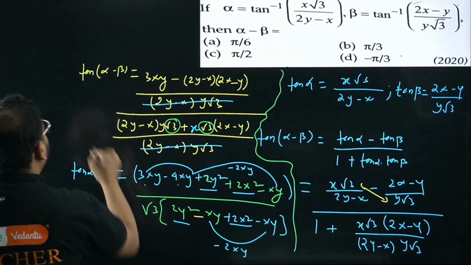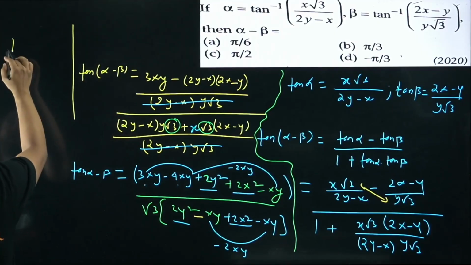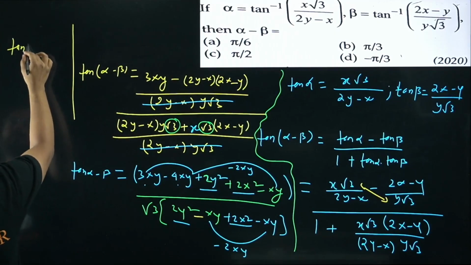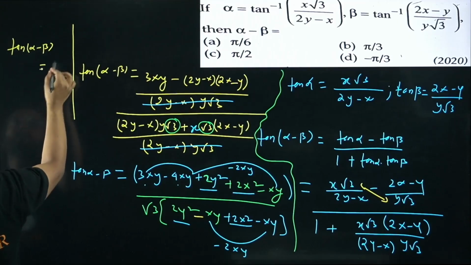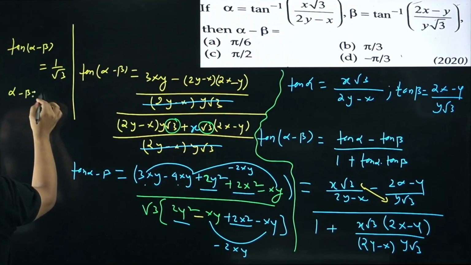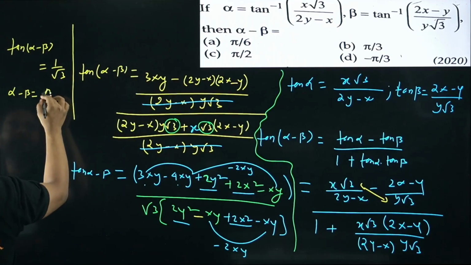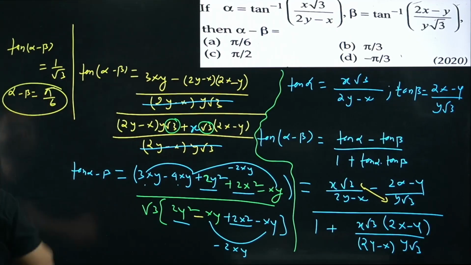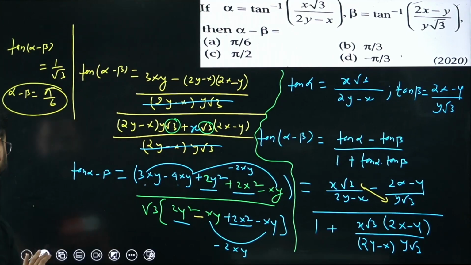So what I'm left with is tan of alpha minus beta equals 1 by root 3. If you take inverse on both sides, you get alpha minus beta equals tan inverse of 1 by root 3, which is pi by 6, 30 degrees. That's your answer.